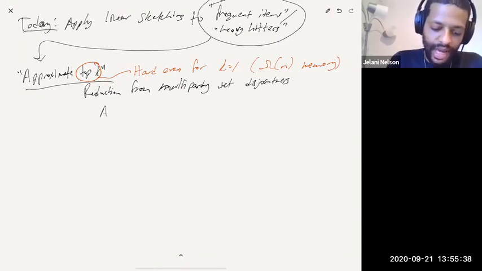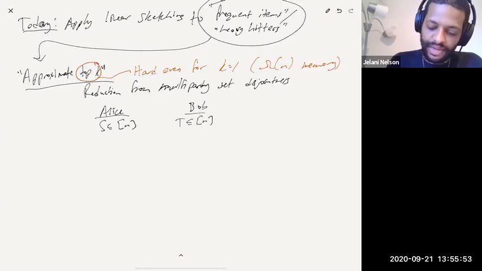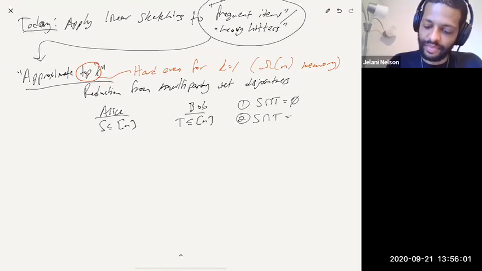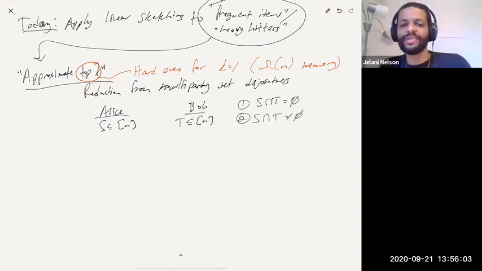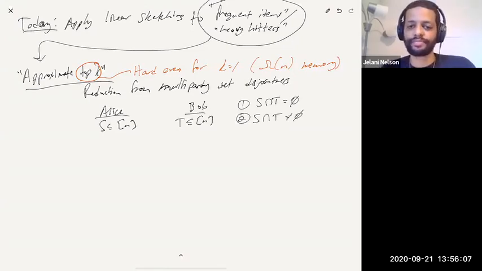So remember there, Alice has some set S, which is a subset of 1 to n. Bob has T, which is a subset of 1 to n. They're promised that either S intersect T is empty or it's not empty. I mean, it's not a promise. One of those definitely has to be true. They just have to decide which case they're in.